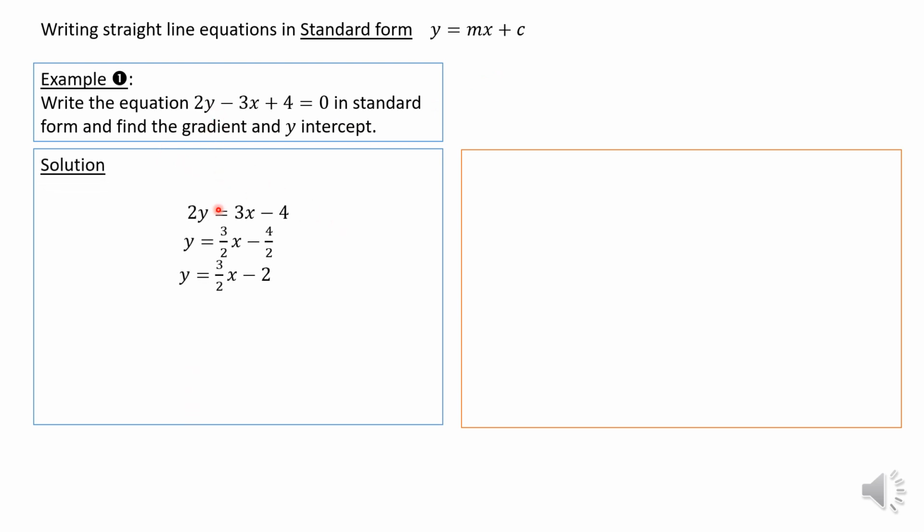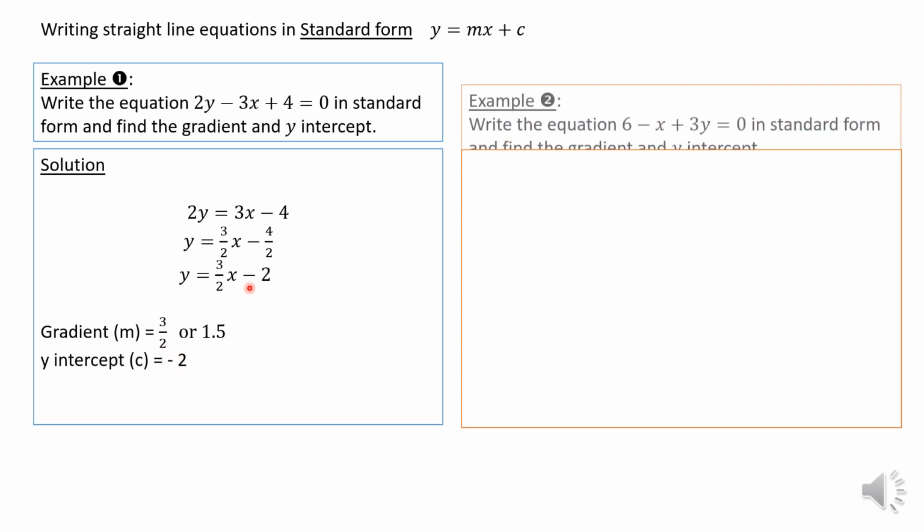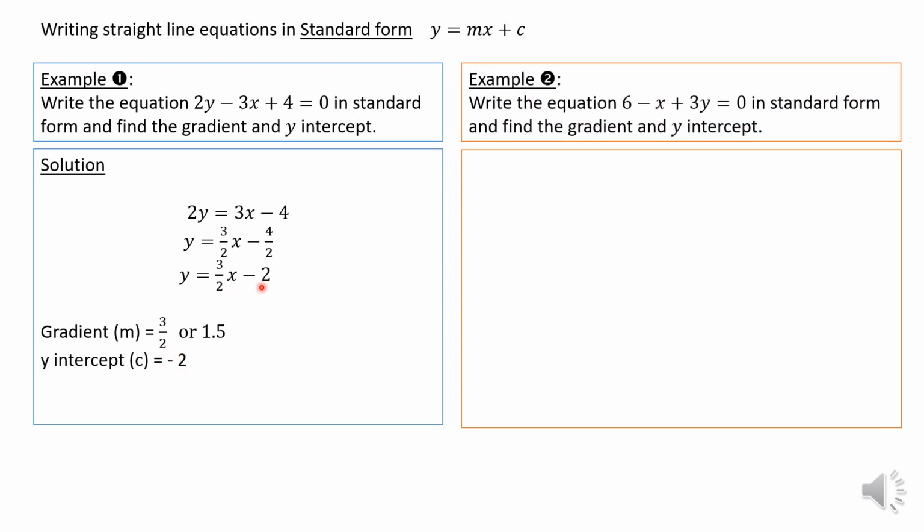So the equation is 2y minus 3x plus 4 equals 0. So what I did is I took the 3x. But you see that I'm not putting the 3x behind the 4. I want it to be in front because it's representing the gradient. And then I divide by 2. And when I divide by 2, I realize the gradient here is 3 over 2 or 1.5. But remember I said we would like to work with fractions because a fraction tells you the rise and the run, delta y over delta x, and obviously the negative 2 is going to be our y-intercept.